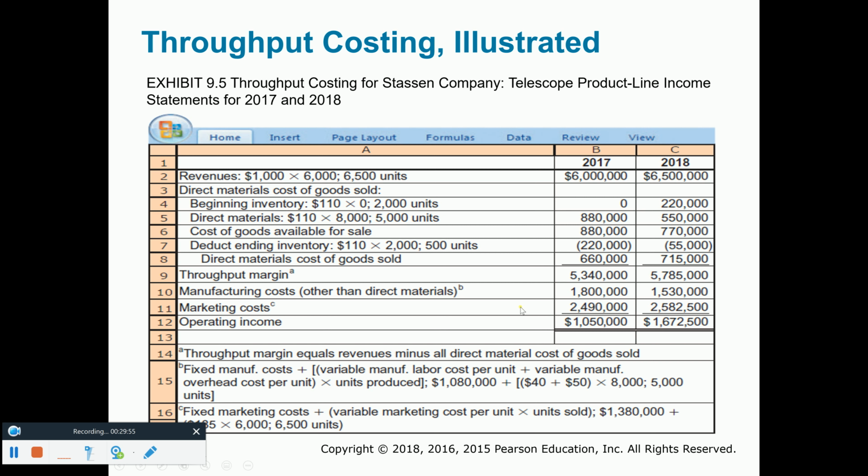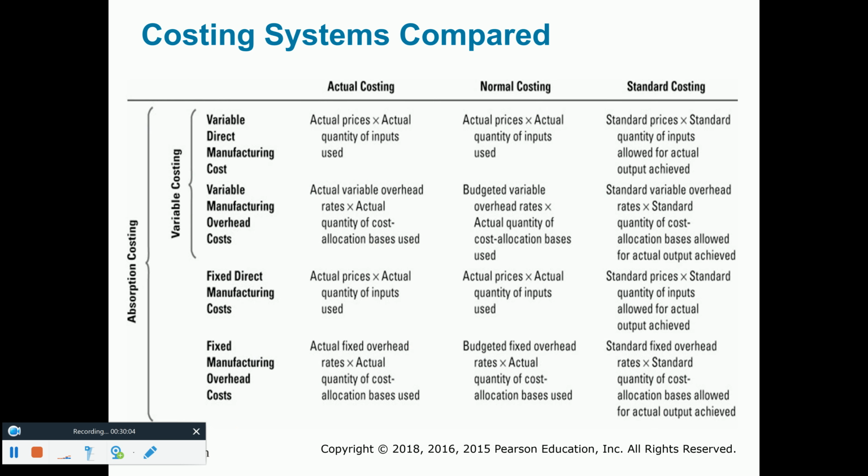This is something that's extreme. I don't think most companies would do something like this. So it's really a very minor aspect of this particular chapter.